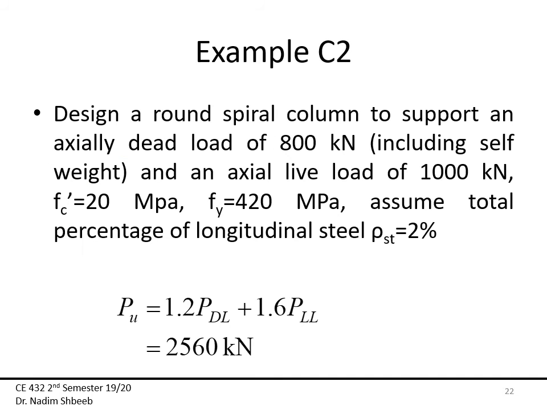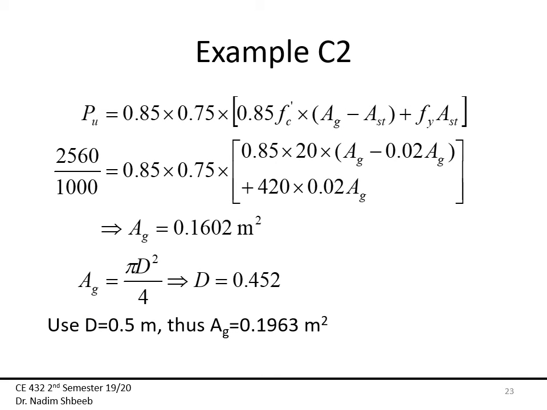Moving on to another example, here we're going to design a round spiral column that's going to support a dead load of 800 kilonewton, including self-weight, and an axial live load of 1000 kilonewton. F prime C is going to be 20, Fy 420. Assume a total percentage again here of 2%. I'm using the same technique again. P ultimate is going to be 1.2 dead load plus 1.6 live load, and we're going to get about 2500 kilonewton.